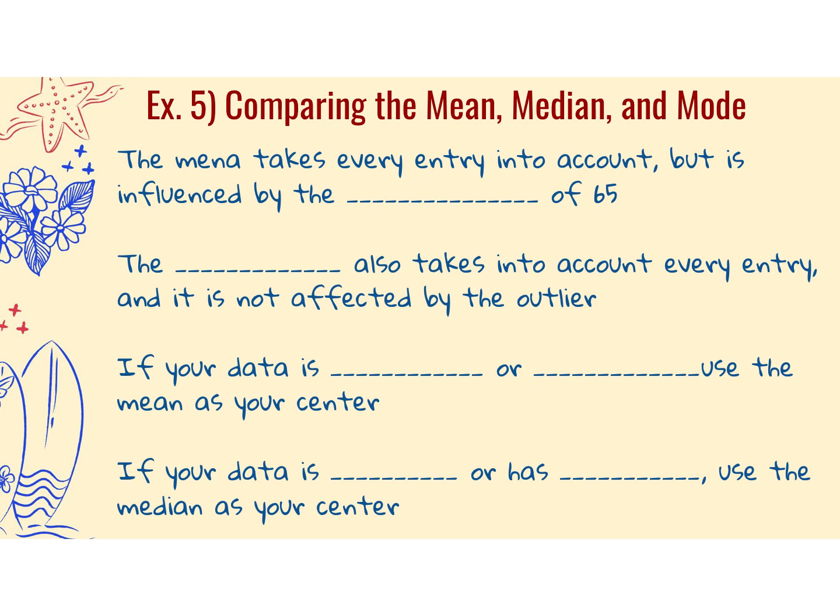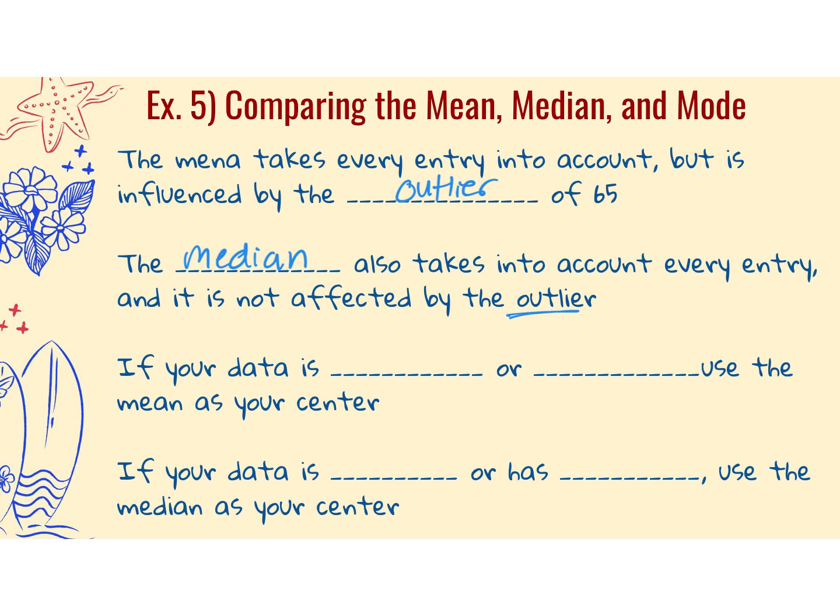So the mean takes every entry into account, but is influenced by the outlier of 65. The median also takes into account every data point, in a different way though, because it is cutting them out one at a time, but it is not affected by the outlier.